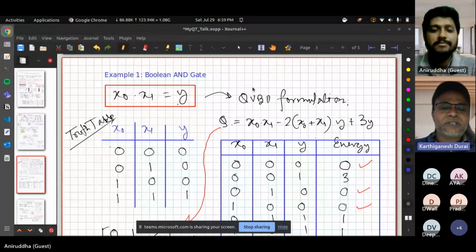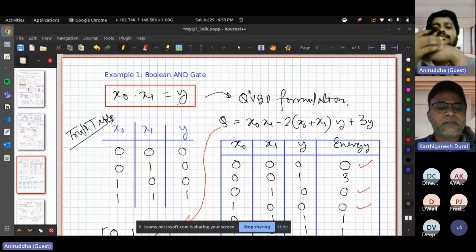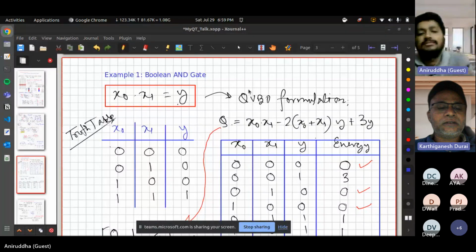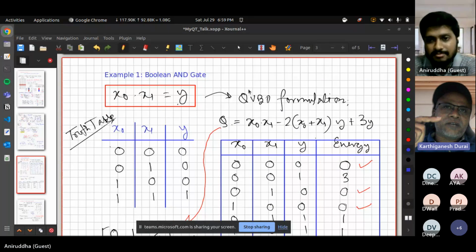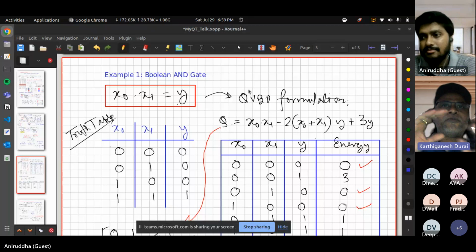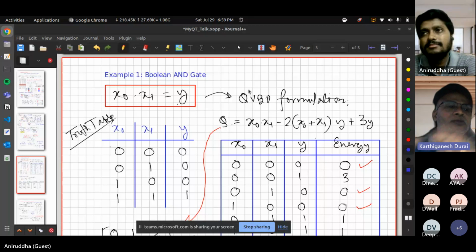Aniruddha, I have a question in the interest of all people who are attending. The QUBO to Ising model conversion: I remember you explained how a QUBO model can be formulated as an Ising model. Can you rephrase that in layman's terms instead of the mathematical formulation?